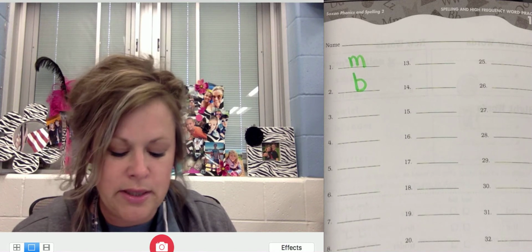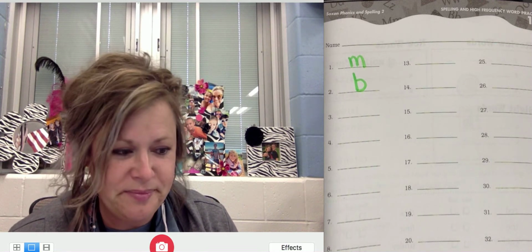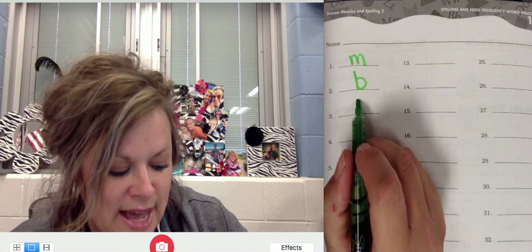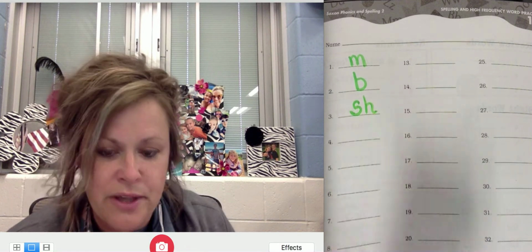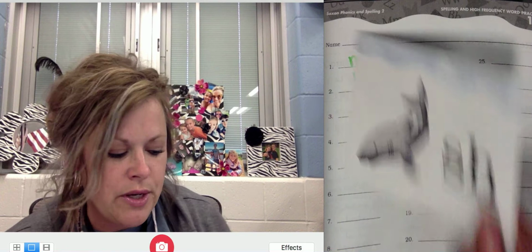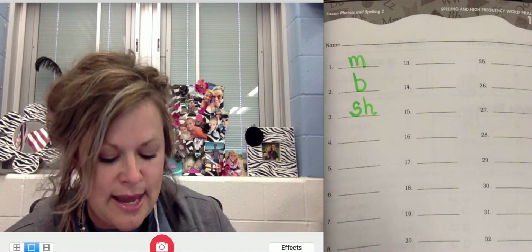Here we're going to get into a little bit harder. Repeat this sound. Shh. Write it. Digraph SH. Very good. Remember, shark, shh. And a digraph is two letters that make one sound.